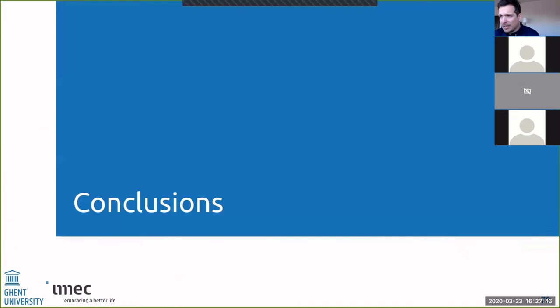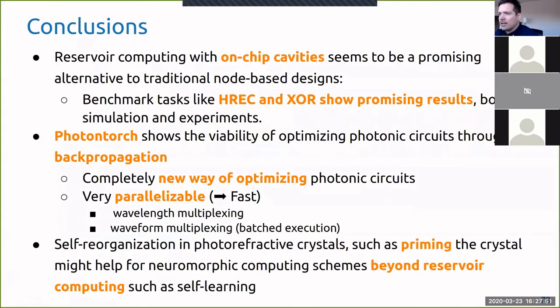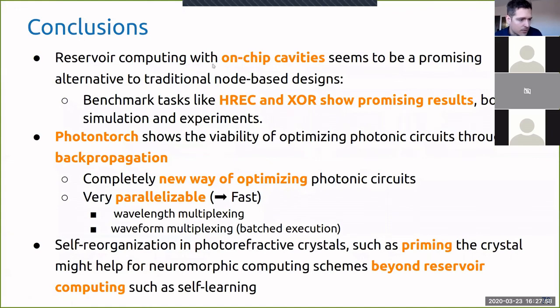So this brings me to the end of my talk, and I want to end the talk with three main takeaways. First, we explored on-chip cavities, and they seem to offer a promising alternative for traditional node-based reservoir computers. We tested them both in simulation and in experiment on header recognition and XOR tasks, and they show promising results. But especially the measurement results should get some more improvement.